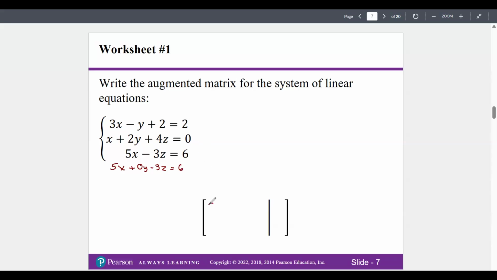For the first equation, x has a coefficient of 3, y has a coefficient of -1, z has a coefficient of 2, and all of that equals 2. The second equation, x has a coefficient of 1, y has a coefficient of 2, z has a coefficient of 4, and that is equal to 0. And for my last one, after I rewrote the equation, we see x has a coefficient of 5. Y is missing, so we say it has a coefficient of 0. Z, we have -3z, so we get a coefficient of -3 on the z, and that one is equal to 6.